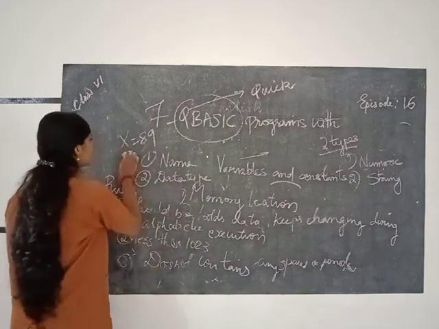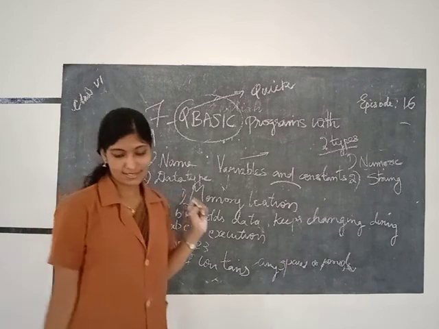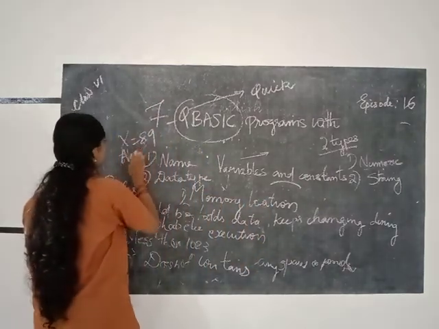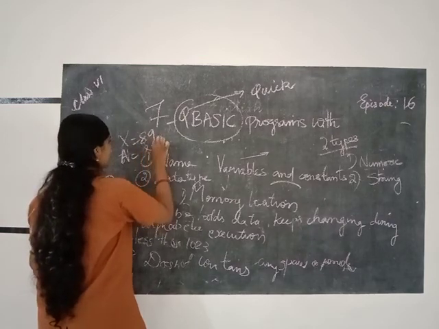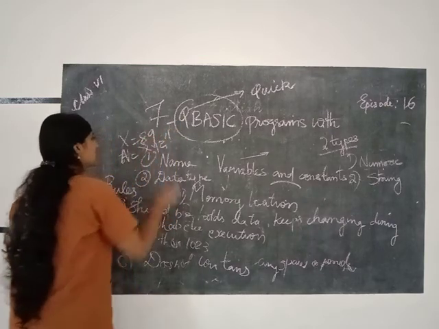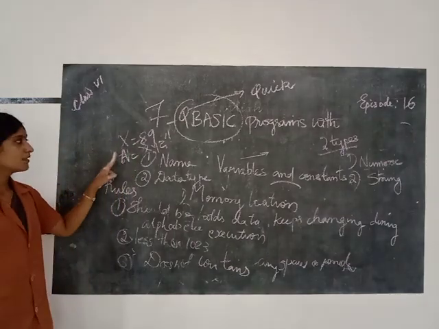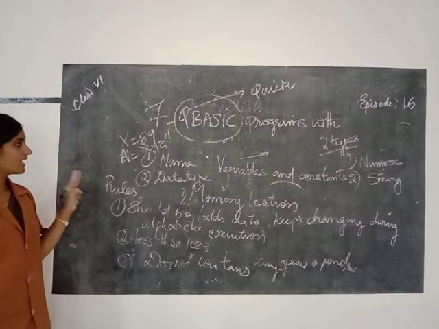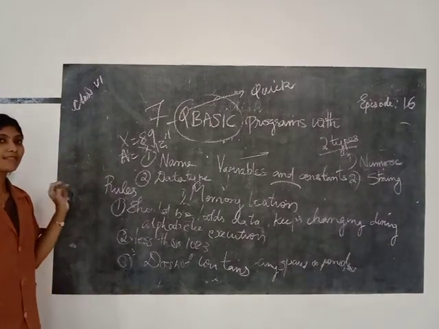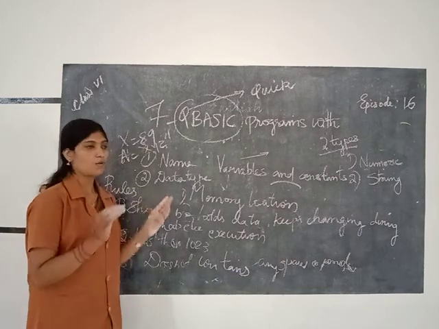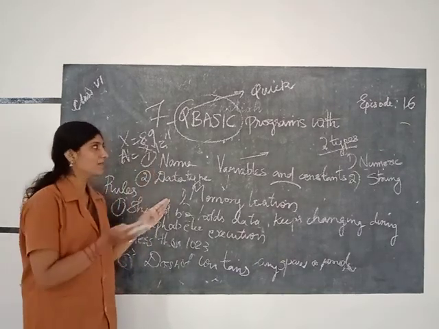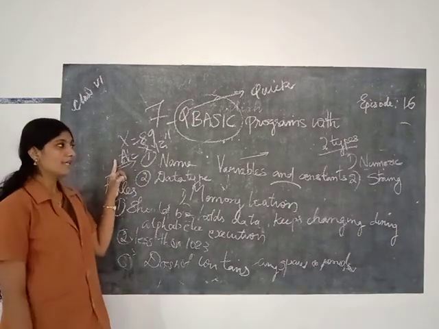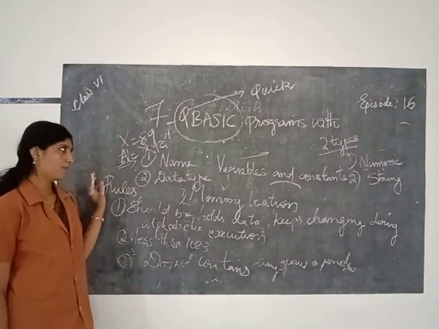And the second type is string variable. String variable example: a is equal to x, y, z. But remember, you need to enter double quotes at the beginning and the end. So we can represent a string within the double quotes. So this type of assignment or declaration is known as string variable.